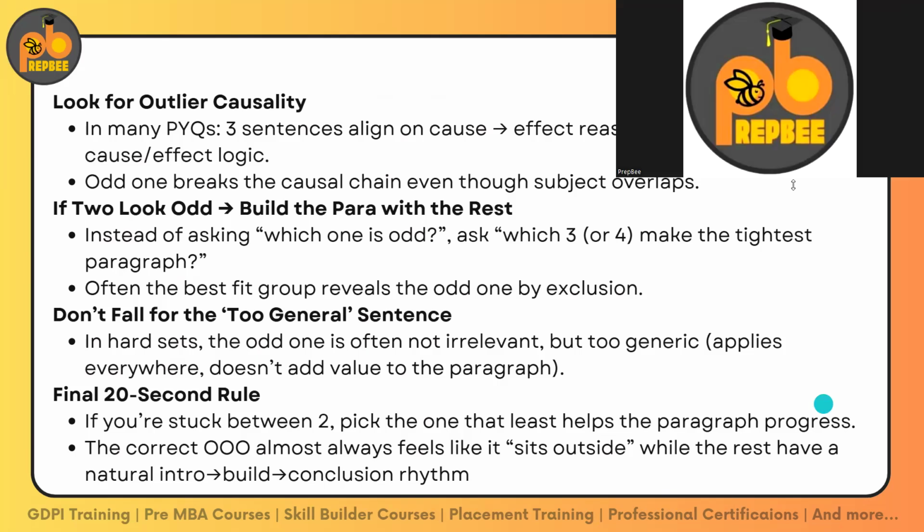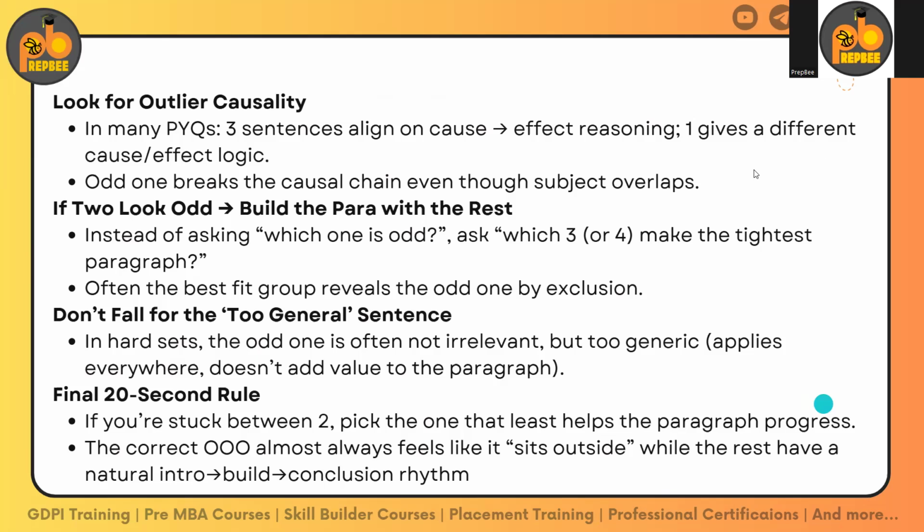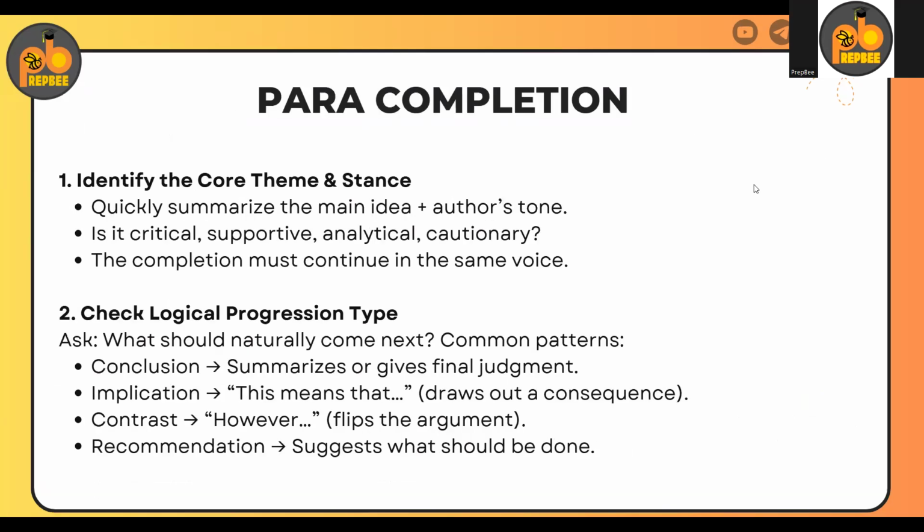Paragraph progress. Now, para completion. To solve para completion, first identify the core theme and stance. Quickly summarize the main idea. Identify the author's tone. Is it critical, supportive, analytical, cautionary, etc.? The completion must continue in the same voice. You cannot shift the tone.